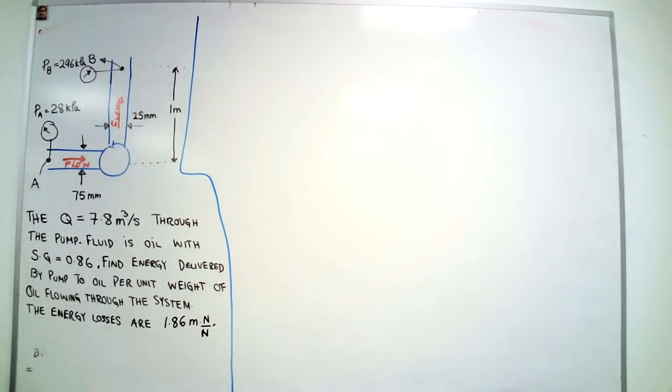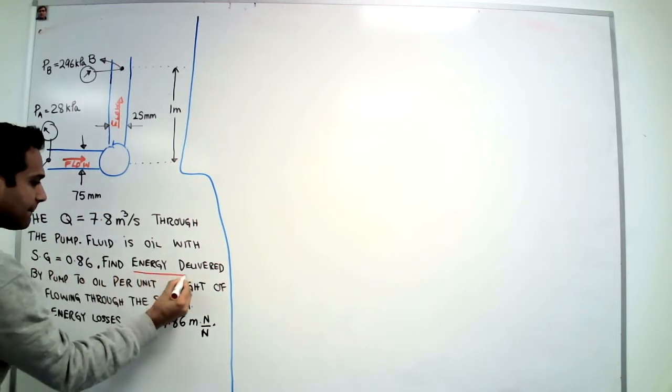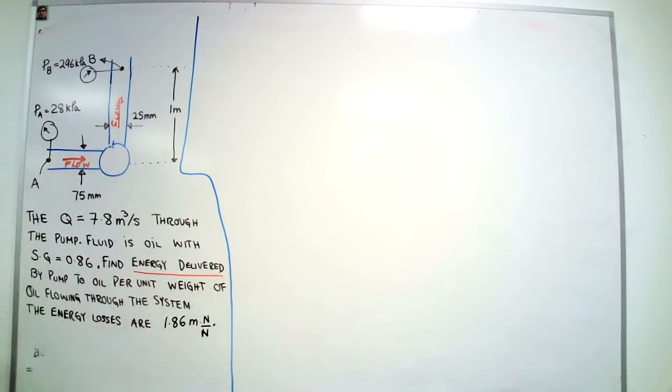We need to find out the energy delivered. So what is the energy delivered by the pump to the oil per unit weight of the oil flowing through the system? We are also being given the flow rate. The flow rate here and the flow rate here is the same, which is 7.8 meters cubed per second. So we need to find out the energy delivered.